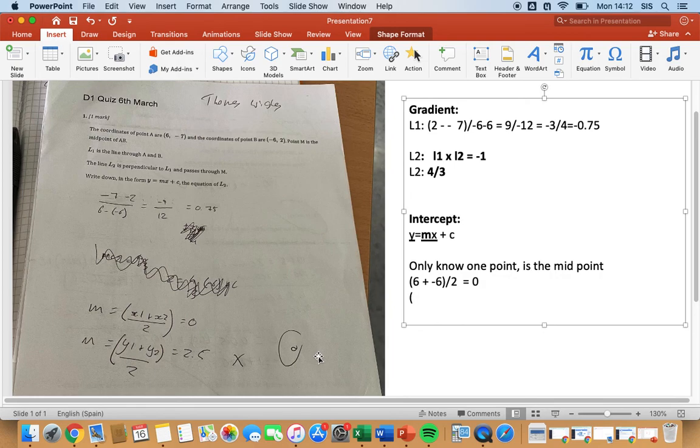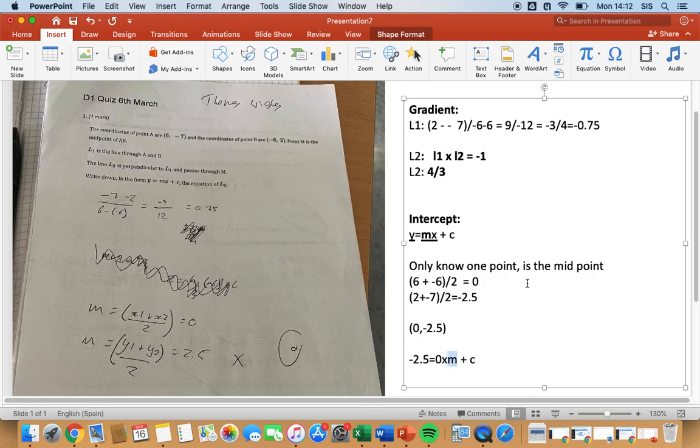And then we're going to do the y values. 2, which is the y value here, plus minus 7, and then we're going to divide by 2. We are going to have minus 2.5. So our midpoint is going to be 0, minus 2.5. So now we're going to replace the y and the x in this equation with 0 and minus 2.5. So we're going to have the following. Minus 2.5 equals 0m plus c.